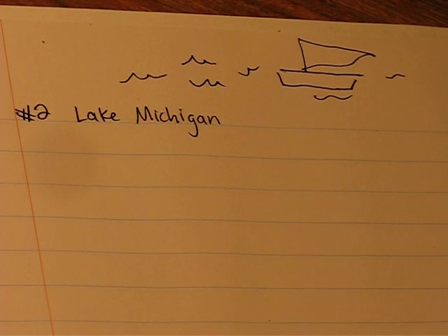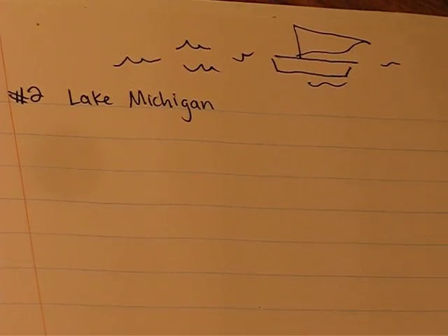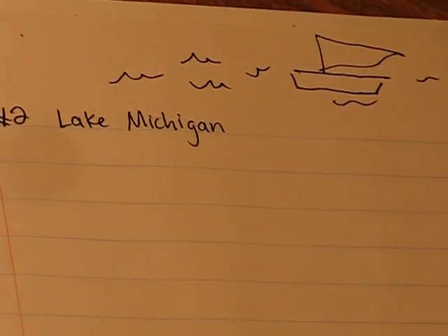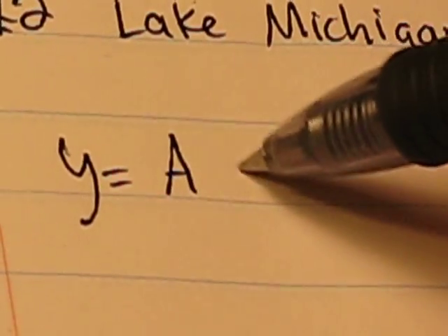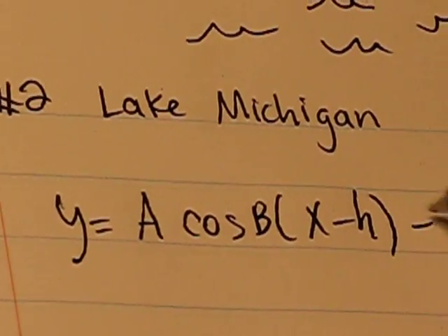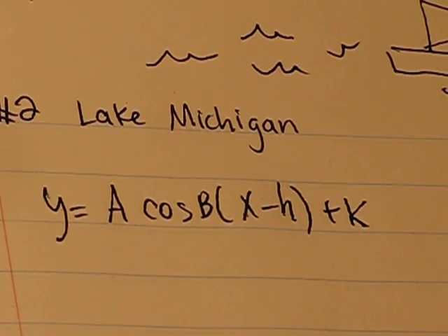An important equation to keep in mind in solving this problem is the general equation for cosine waves, which is the same as the general equation for sine waves: y equals A cosine (bx minus h) plus k. I talked about the significance of these variables in the first video.